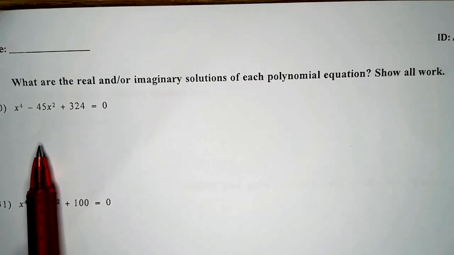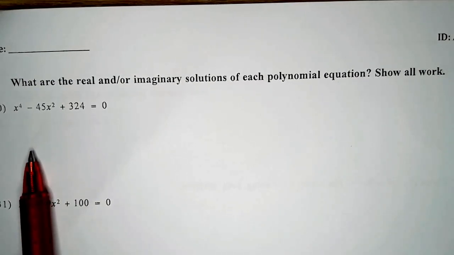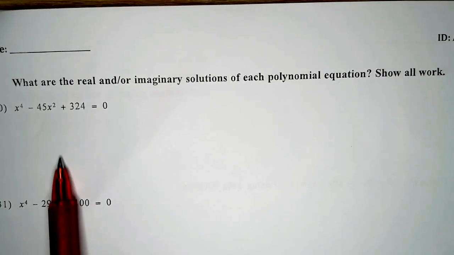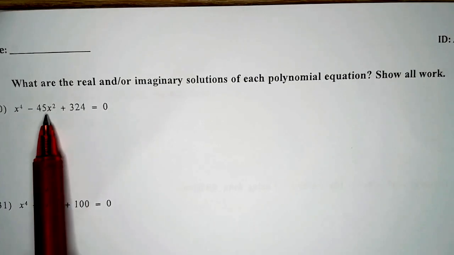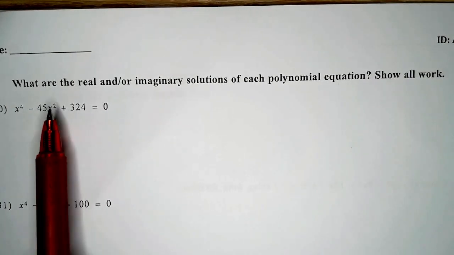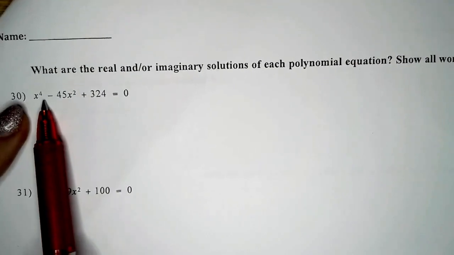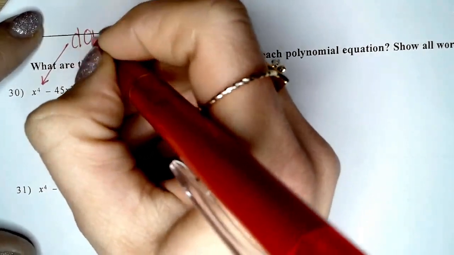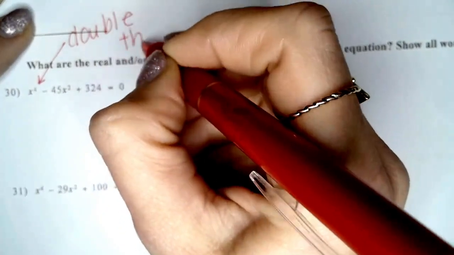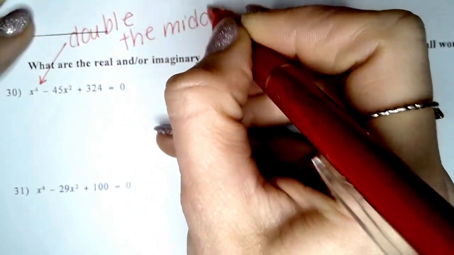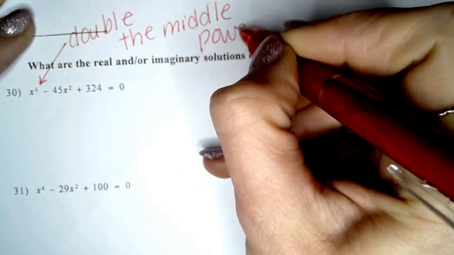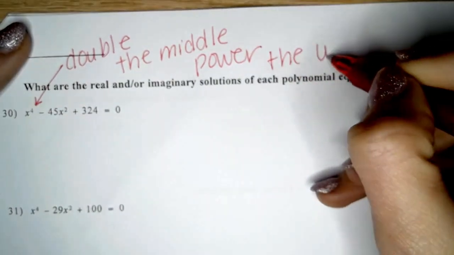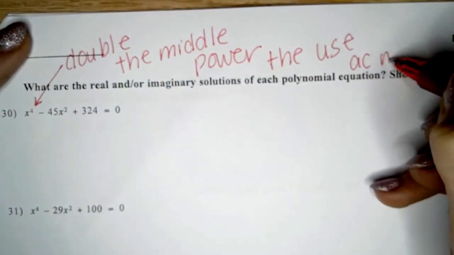Algebra 2 is almost always going to come down to you factoring and solving. That's literally a huge chunk of the content. I have these examples here. So AC method. I know it might not look like AC method, but as long as this power is double the middle power, you could do AC method. If it is double the middle power, then use AC method.